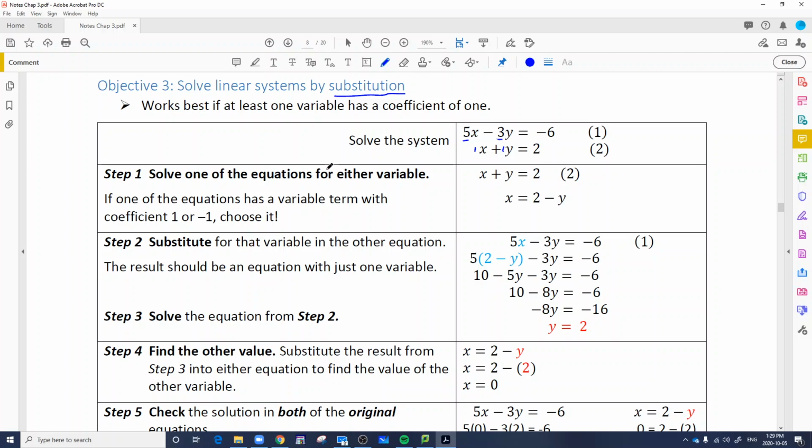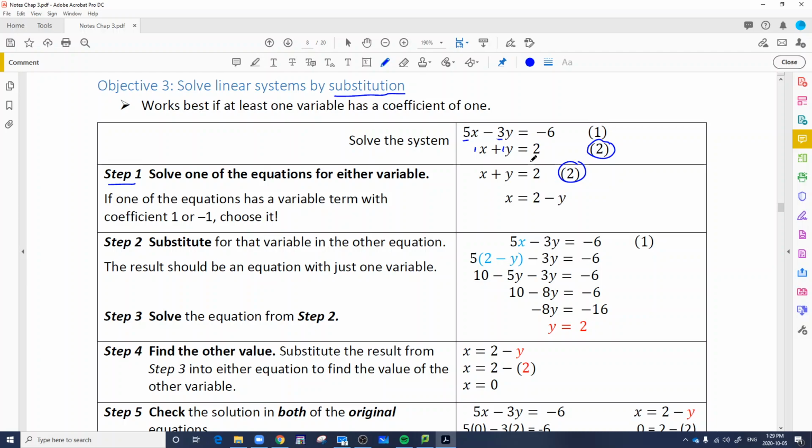solve for. So step number 1 in solving a linear system by substitution is to solve one of the equations for a variable. If one of the equations has a variable with a coefficient of 1 or -1, choose it. So if I looked at this equation number 2, so I'm taking equation number 2, and I could solve it for either x or y. For some reason, we did this equation and decided to solve for x, but I could have solved for the y as well. So I get x equals 2 minus y.